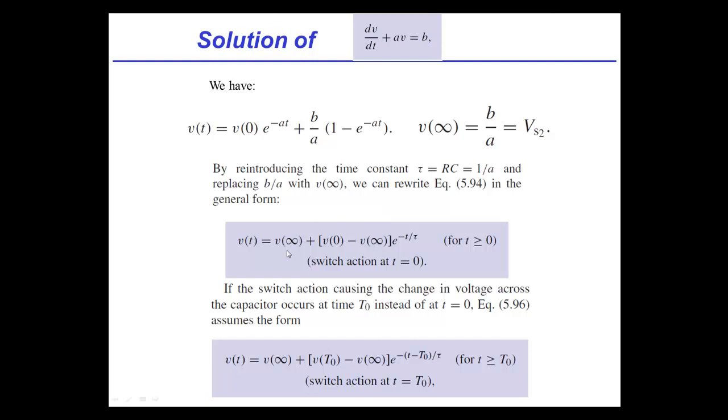I see. So what you're going to do is take this b over a and replace it by v infinity, right? That's exactly right. Okay, makes sense. That's easy enough. So I do that, and this is what I get. Yeah, then I'm just going to factor stuff out. But why do I do this?